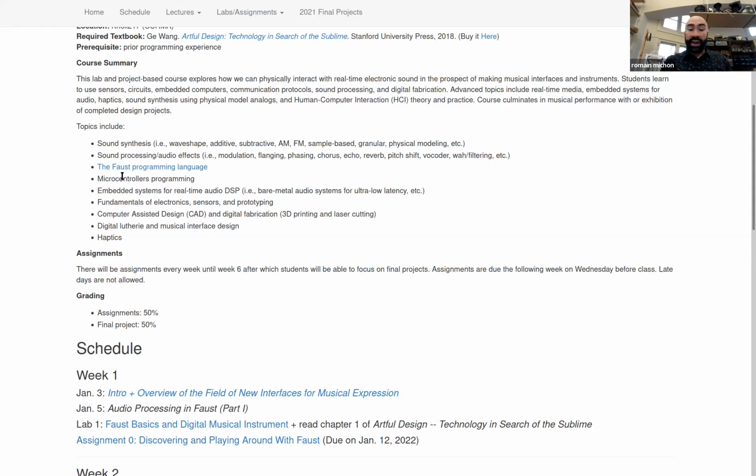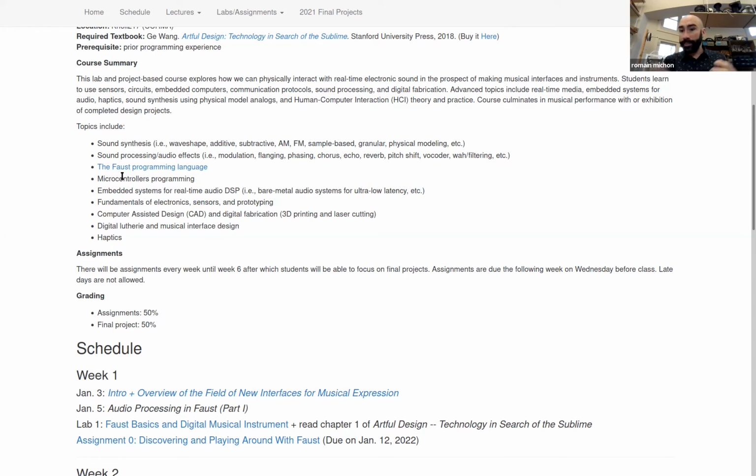We'll be heavily relying on the Faust programming language. The Faust programming language is a DSL. It's a domain-specific language, which is specifically designed for real-time audio signal processing. And so that's the reason why we're going to use it as part of this class.